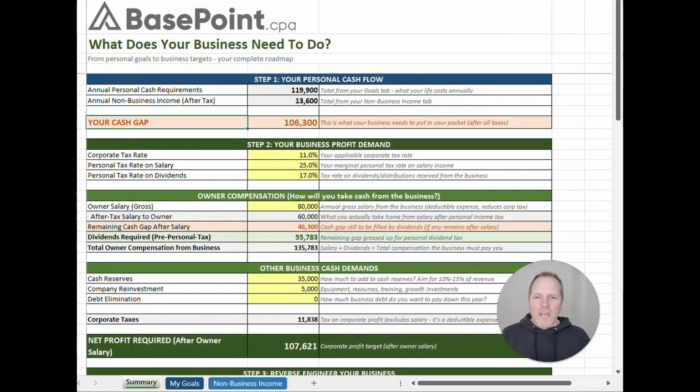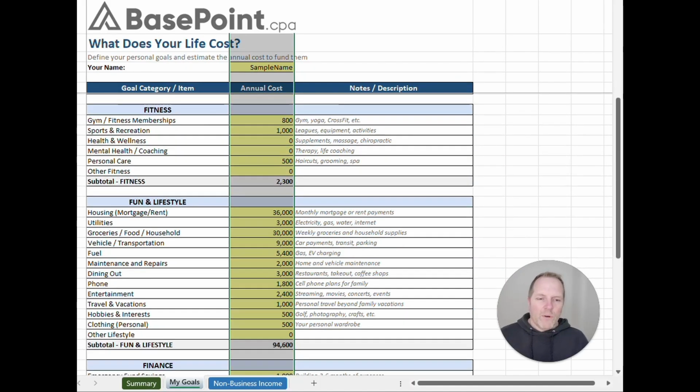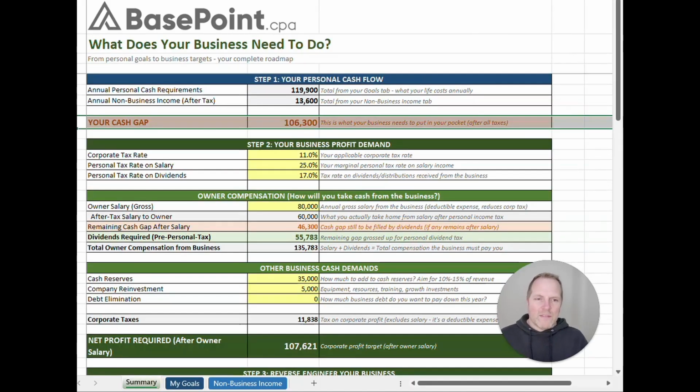Okay, so your cash gap then. What's the cash gap? Your cash gap is essentially the cash that you are going to need in your personal life in order to fund your personal goals here. Okay, these are your personal goals that you've outlined in terms of what you want to be paid towards to make happen, right? And so the cash gap is the $106,300 after accounting for your non-business income. So then the next question is, what does your business need to do in order to cover that cash gap? Okay, that's what we're going to focus on next.